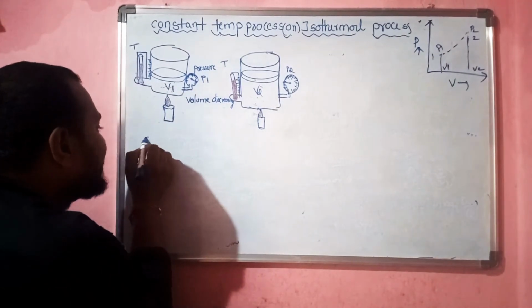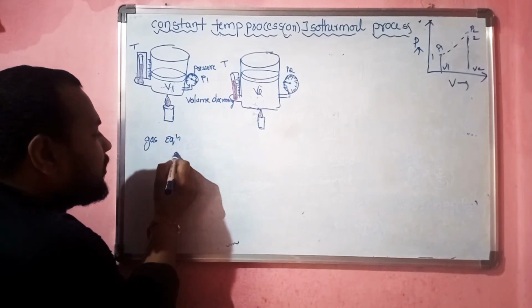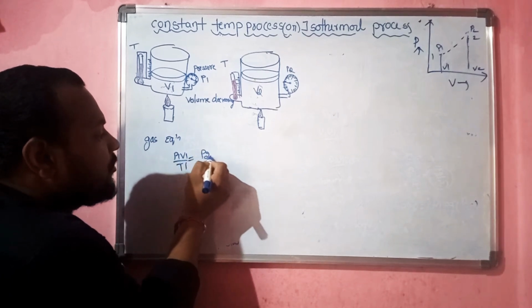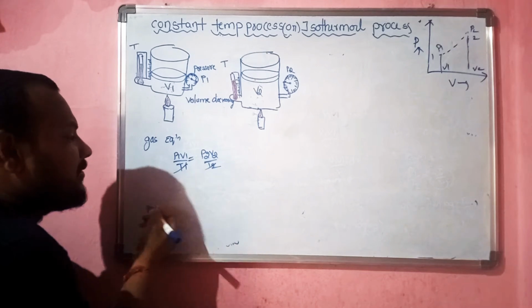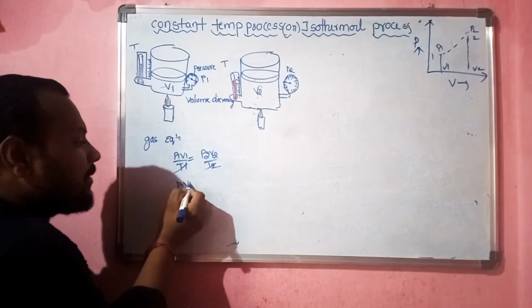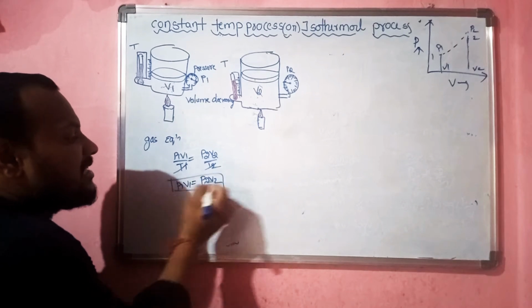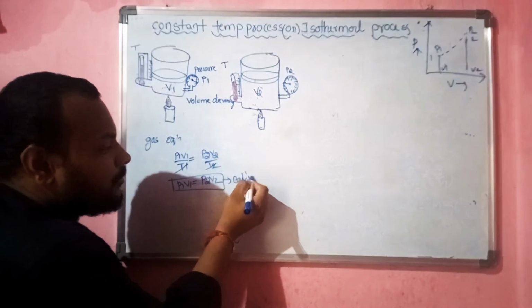We know the general gas equation: P1 V1 by T1 is equal to P2 V2 by T2. Since the temperature is constant, T1 and T2 cancel, and we get P1 V1 is equal to P2 V2. This equation is known as Boyle's equation.